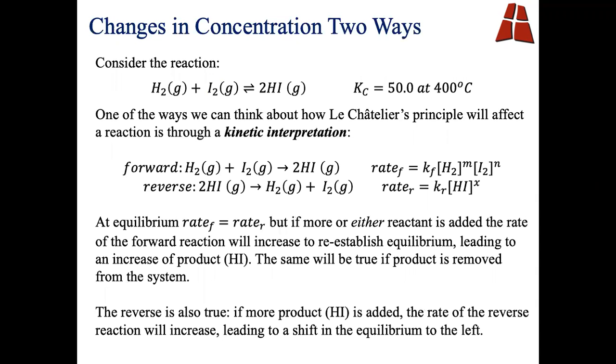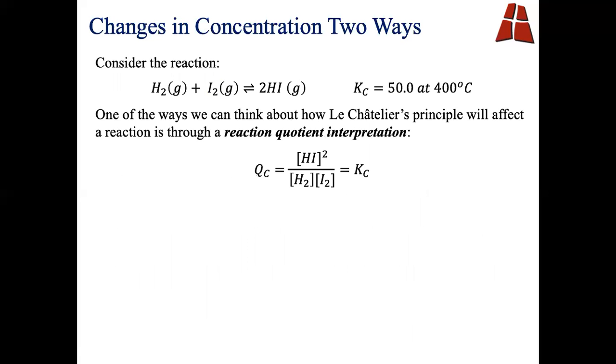And so in class, we talked about the kinetic interpretation, where we think of maybe we add more reactant, and we know if we add more reactant, that will increase the rate of our reaction according to our rate laws. The same would be true if we added more product, it would increase the rate of the reverse reaction, thus forming more reactant, right? So that's the kinetic interpretation.